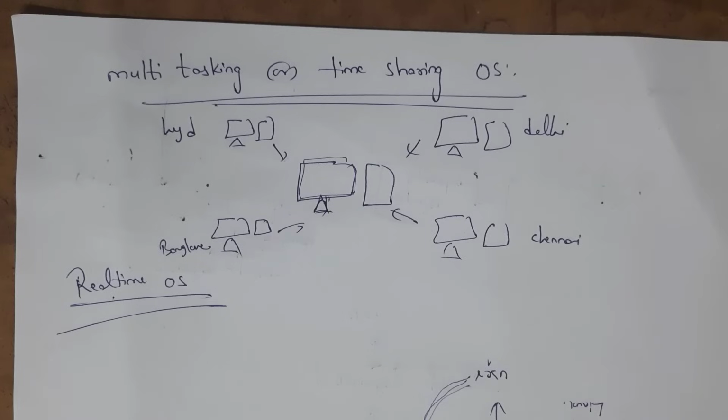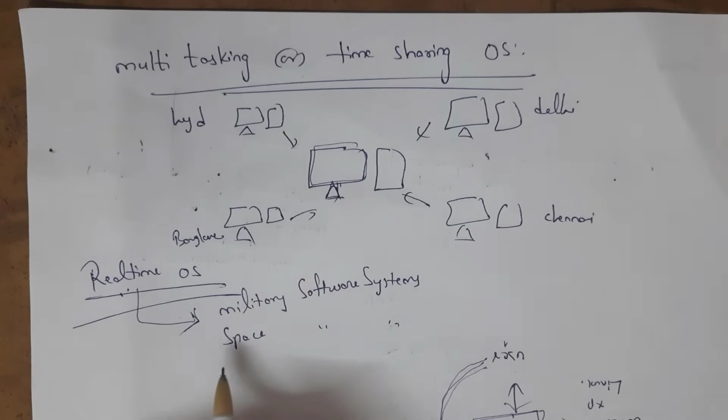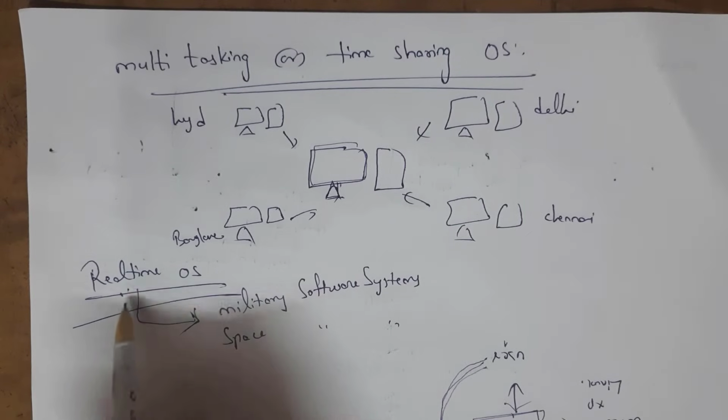I will explain what is a real-time operating system. This real-time operating system will give a response within a short period of time. Military software systems and space software systems, all these are examples of real-time operating systems.